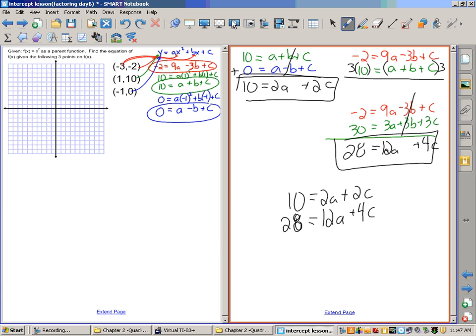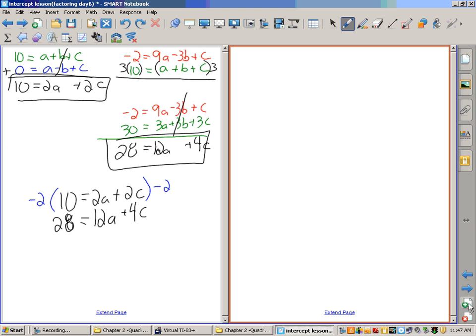Okay, but just make sure when you eliminate the C, you multiply so you get them opposites of each other. So I'm going to multiply by negative 2 here. And when I do that, I get negative 20 equals negative 4A minus 4C. And 28 equals 12A plus 4C.